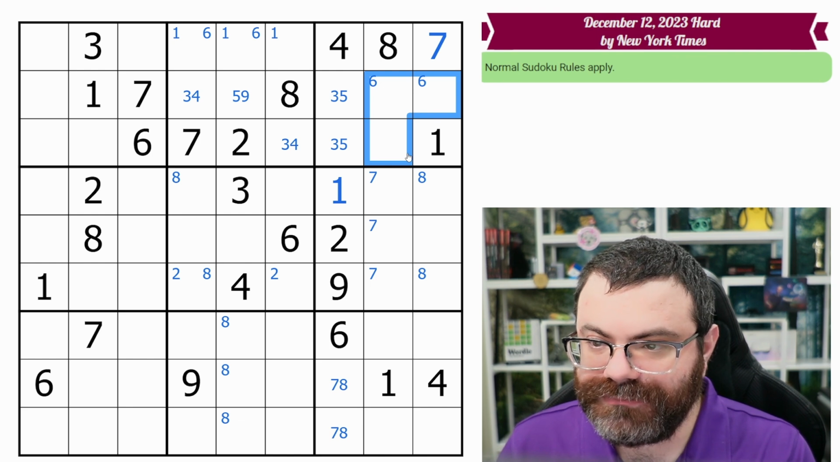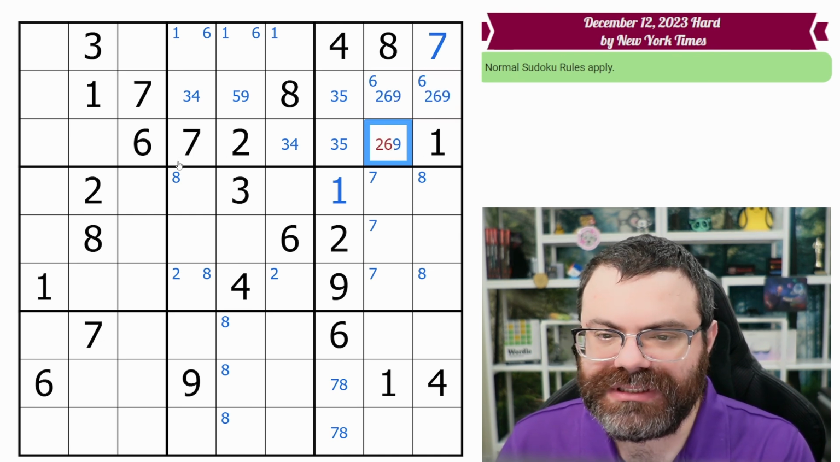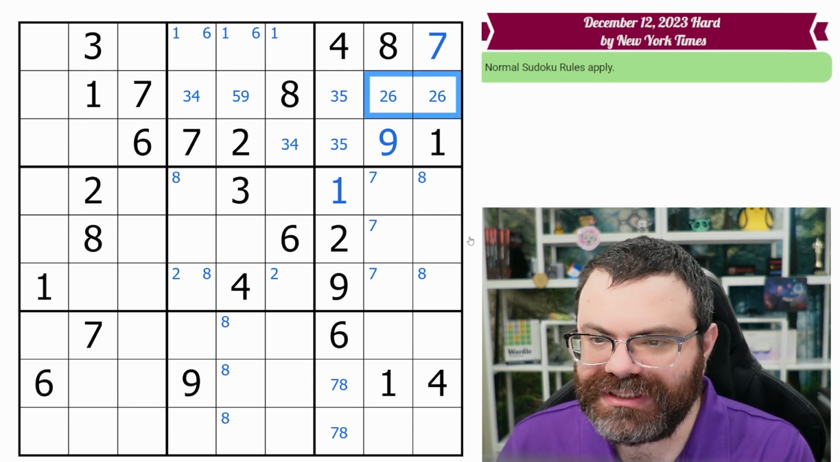2, 6, 9. We know this one's not 6, so let's just fill that out. 2, 6, 9. Oh, it's not 2 or 6. I somehow didn't scan that right. So that's where the 9 goes. This is a 2, 6 pair.